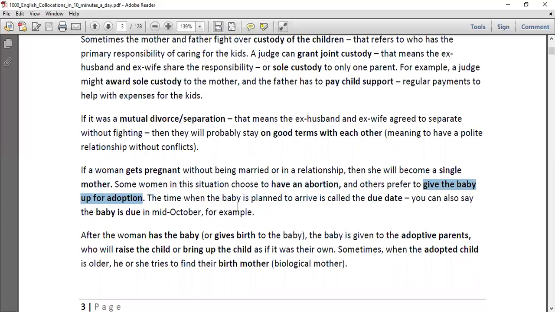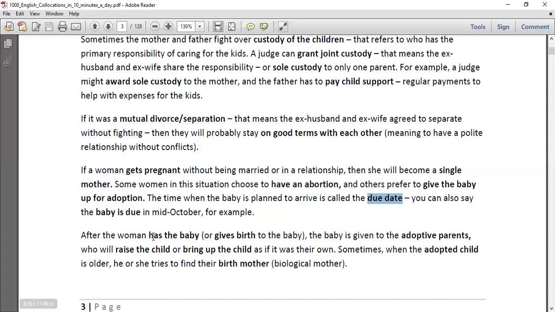The time when the baby is planned to arrive is called the due date. The due date, the date of birth. I ask a pregnant woman, when is the baby due? The baby is due in October or in November or late December and so on. You can also say the baby is due in mid-October, for example.